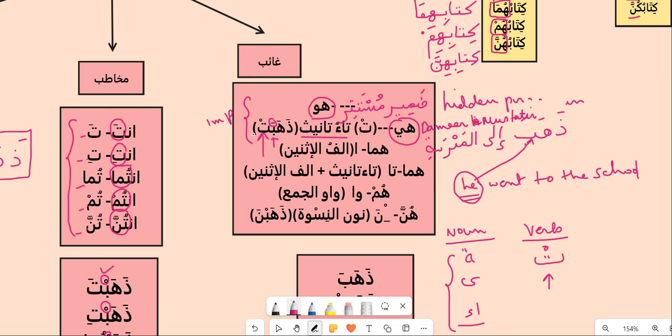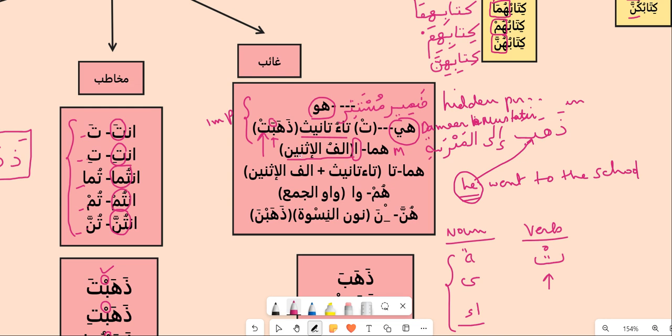That's it. Now coming to huma. What is the damir for huma? The alif tells us for the duality, that it's being used for the male dual. Yes, when we come to ghaib past tense damirs, there are two damirs, one for male and one for female. So first of all, for male there is alif, and the name for that is aliful ithnain, representing two.